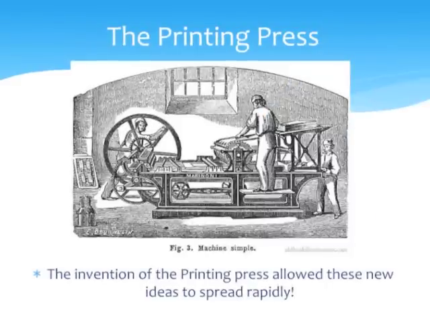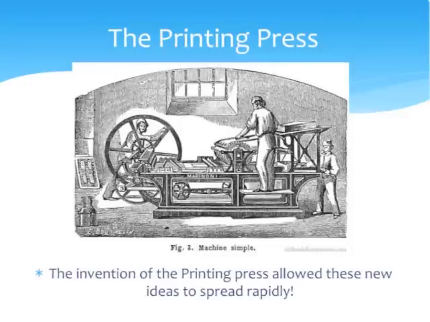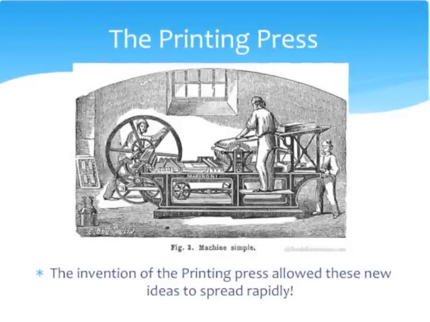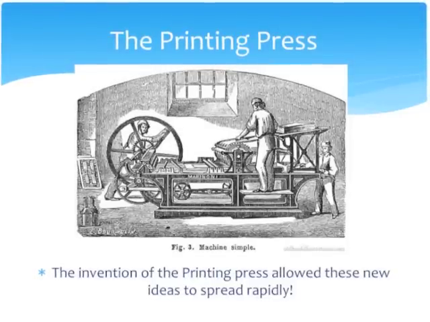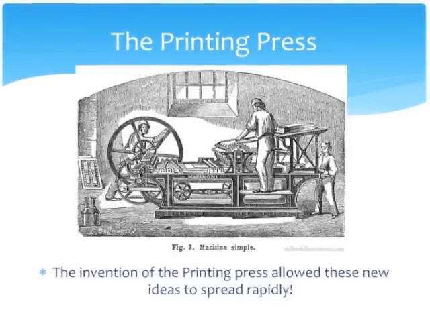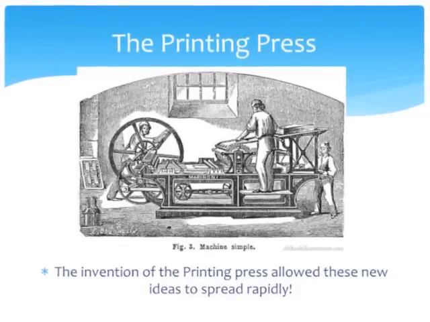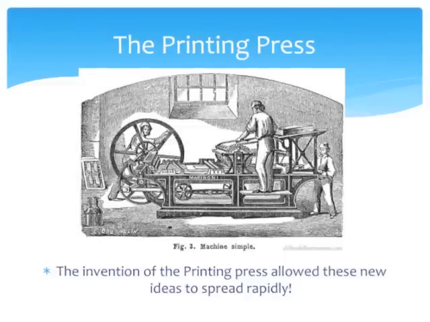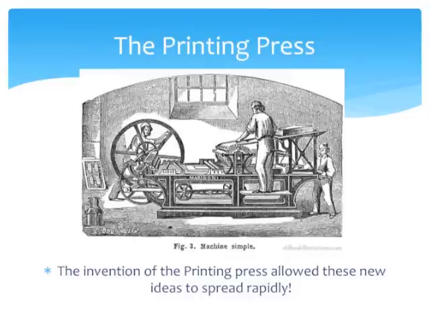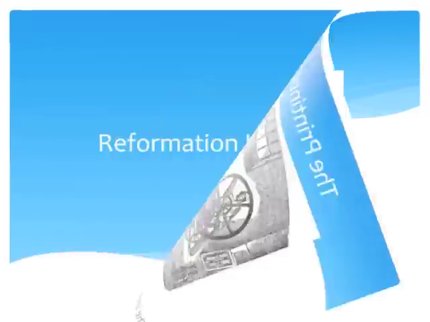As Mr. Drake talked about in the last video, the printing press was a huge invention that happened during the Renaissance, and it was also very important to the Reformation. Because of the printing press, these new ideas were able to spread very rapidly. We're going to talk in just a minute about Martin Luther and his 95 Theses, and copies of this were printed and sent all over, and that really helped the ideas of the Reformation spread quickly.